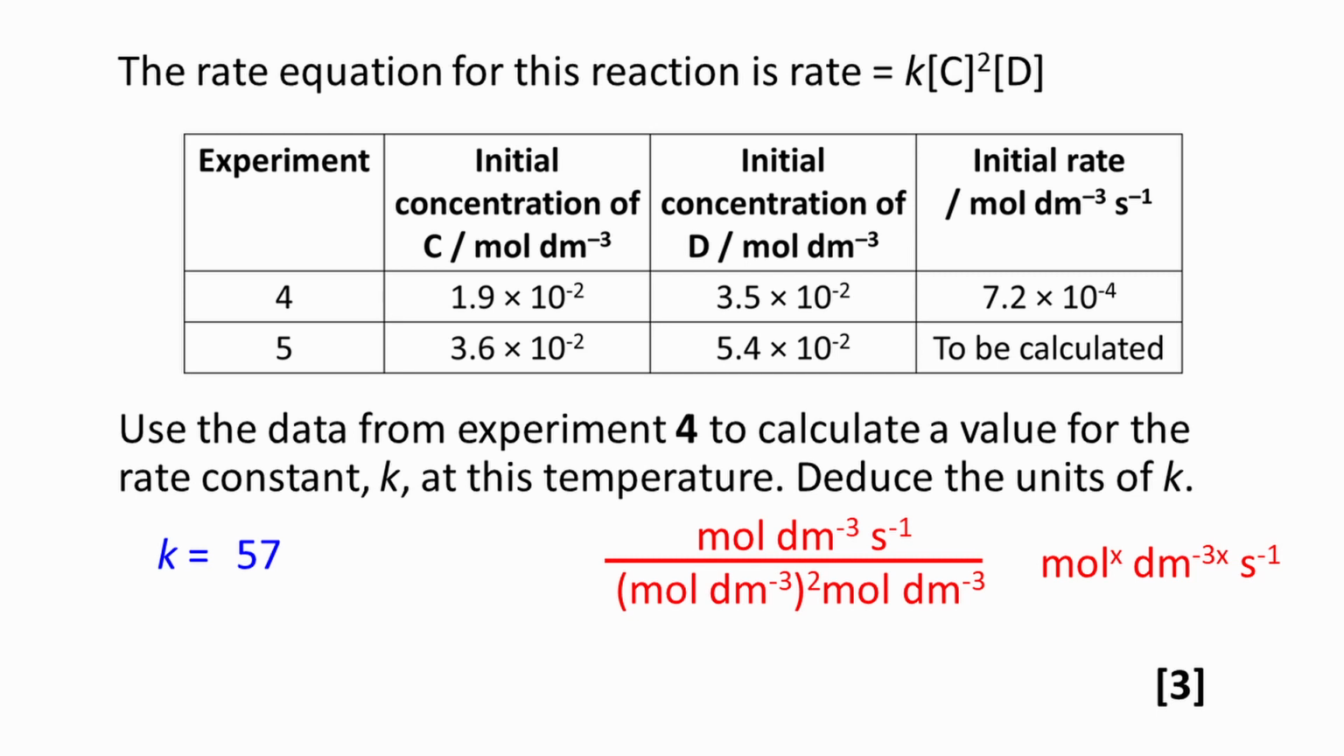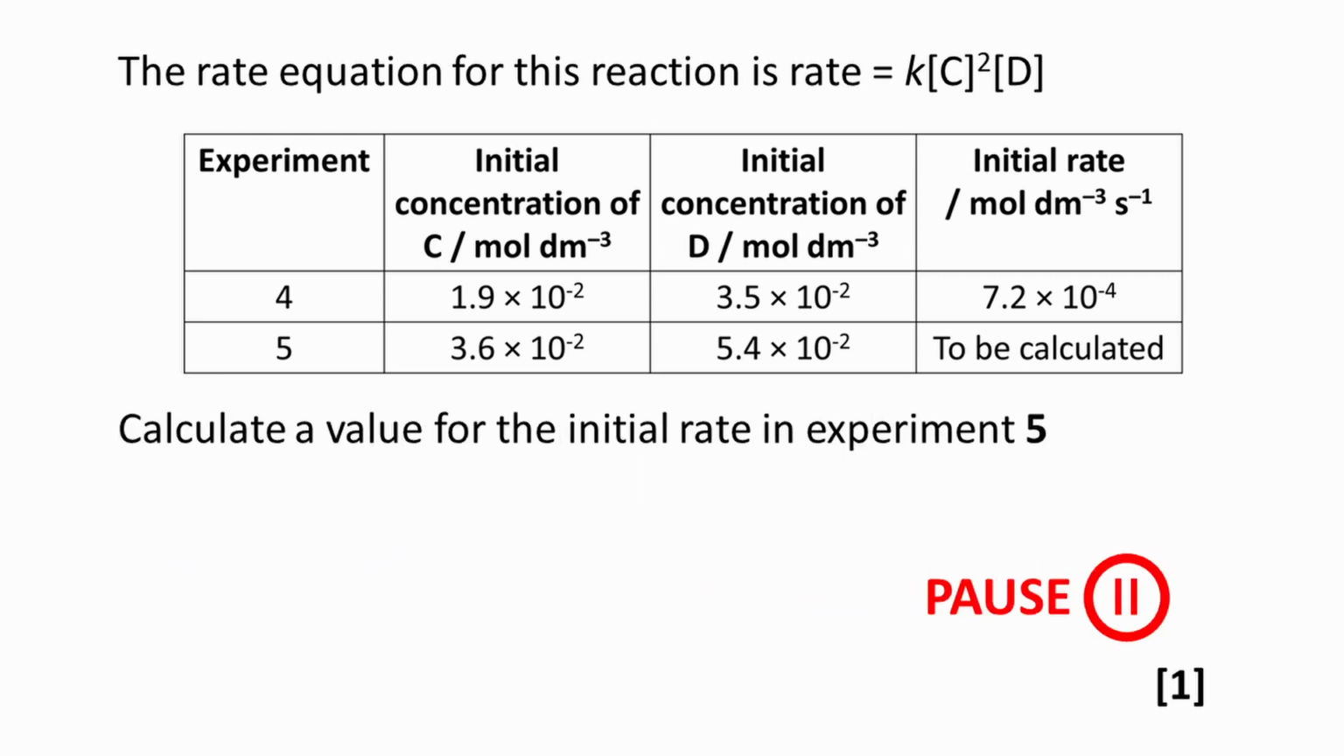If you're not sure how to work out the units from here, take a look at the number of concentration terms. There are 3 concentration terms in this particular rate equation. The value of x is 1 minus 3. The units for the rate constants are moles to the power of minus 2, decimeters to the 6, seconds to the minus 1. Here's the next part of the question.